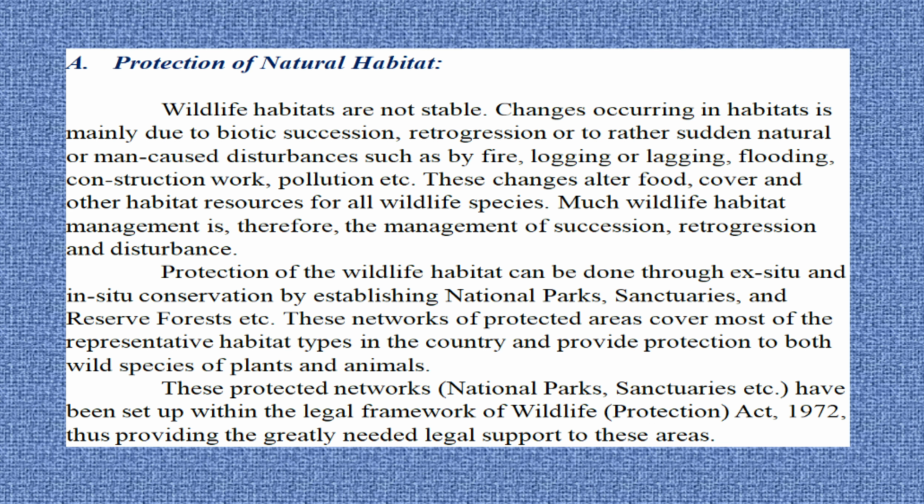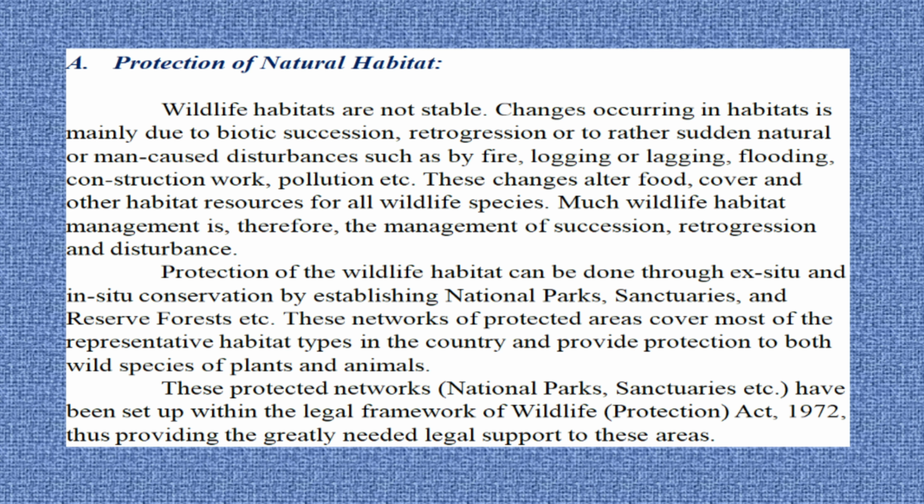Then protection of natural habitat. How to protect the natural habitat in their way? Wildlife habitats are not stable, so they change. Changes occurring in habitats are mainly due to biotic succession, retrogression, or rather sudden natural or man-caused disturbances such as fire, logging, flooding, construction work, pollution, etc., and by extending our domestic area into the forest. These changes alter the food, cover and other habitat resources for all wildlife species.